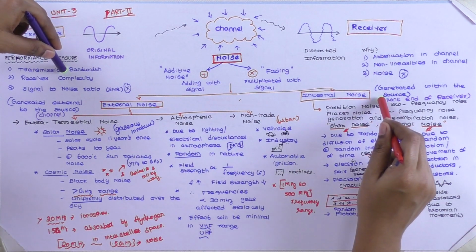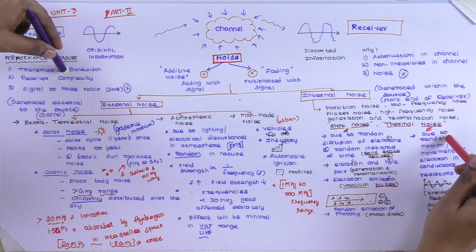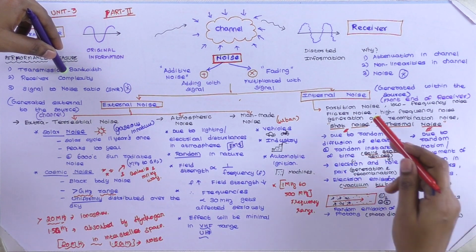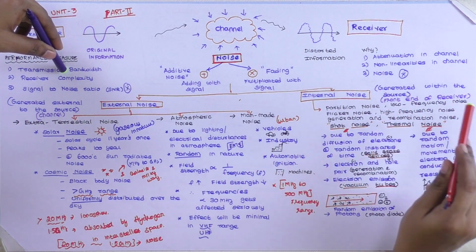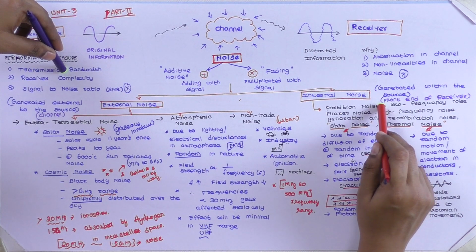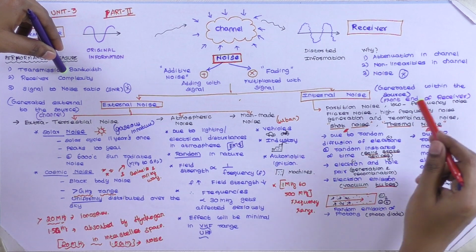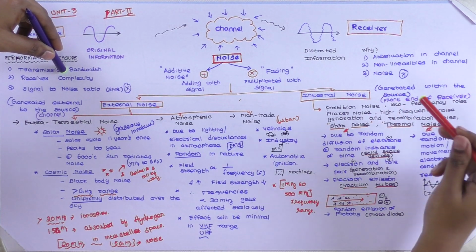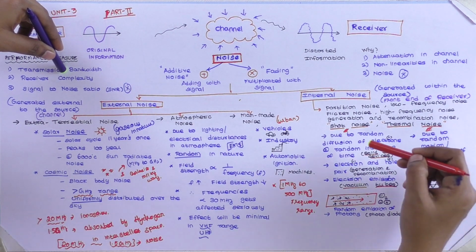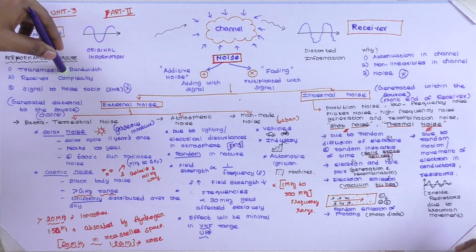The second classification of noise is internal noise. We have many types of noise present in internal noise, but we are going to see shot noise and thermal noise in our syllabus. What are all the types of noise? Partition noise, mainly present in BJTs, FETs, pentodes and similar semiconductor devices; low frequency noise, flicker noise; and then high frequency noise, generation recombination noise, shot noise and thermal noise. We will see what is shot noise and what is thermal noise now.